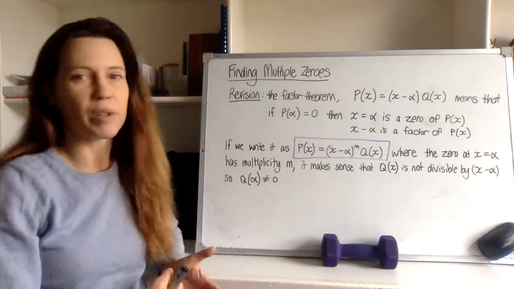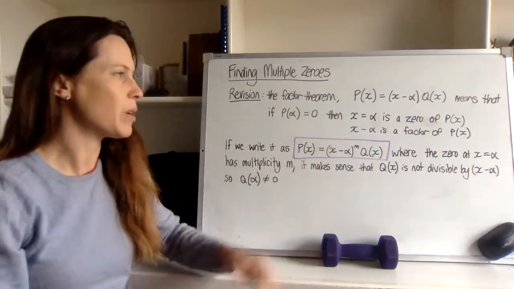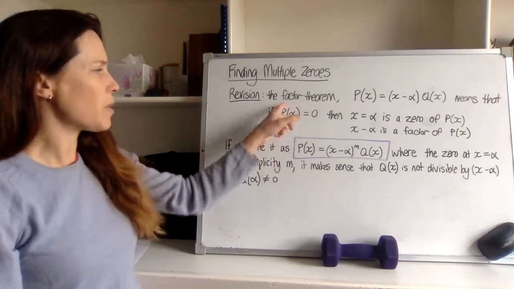So first off, a little bit of revision. You have got this in your book already, but I'd recommend writing it down with the rest of today's notes so that it all comes together and makes sense. We've already learnt that the factor theorem looks like this.